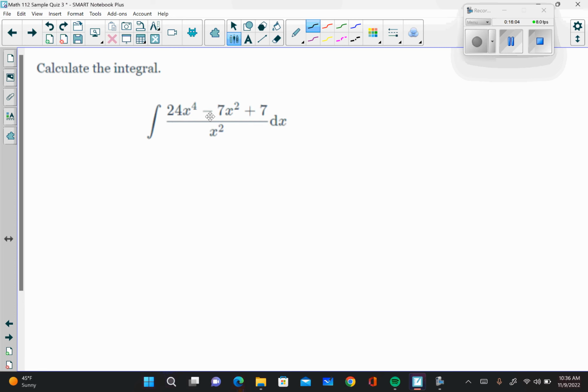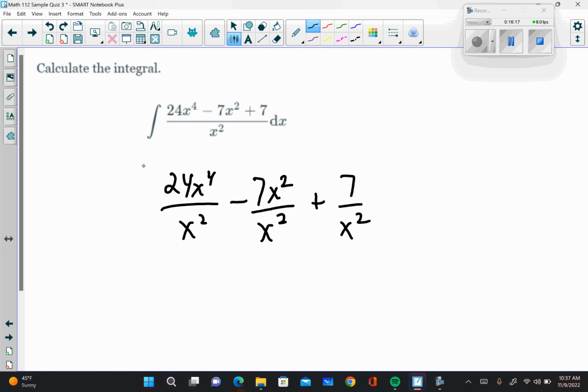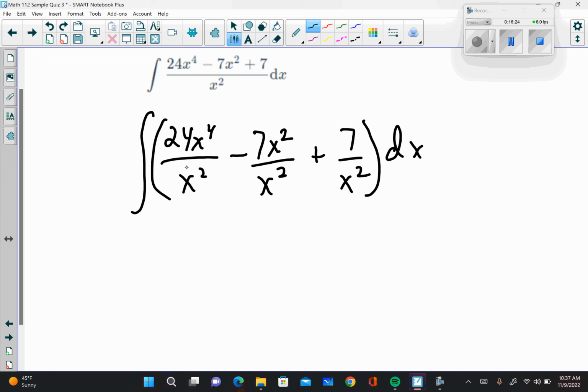This line means each term above the line gets divided by x squared. The 24x to the 4th gets divided by x squared. The next term, -7x squared, we divide by x squared. The next term, +7, gets divided by x squared. So we have the integral, and there's a dx there. But 24x to the 4th over x squared is 24x squared. This is algebra. 7x squared over x squared is just 7. 7 over x squared can be written 7x to the -2.